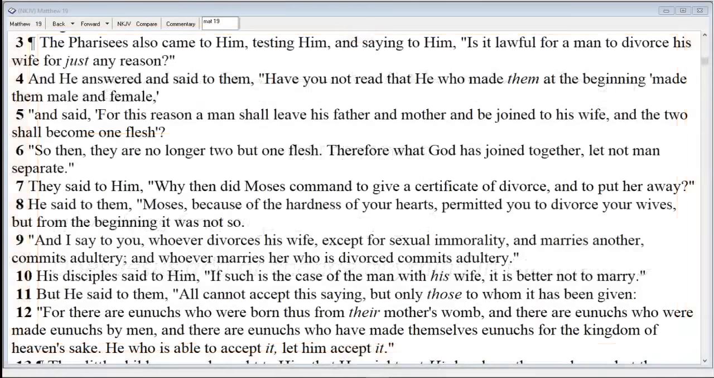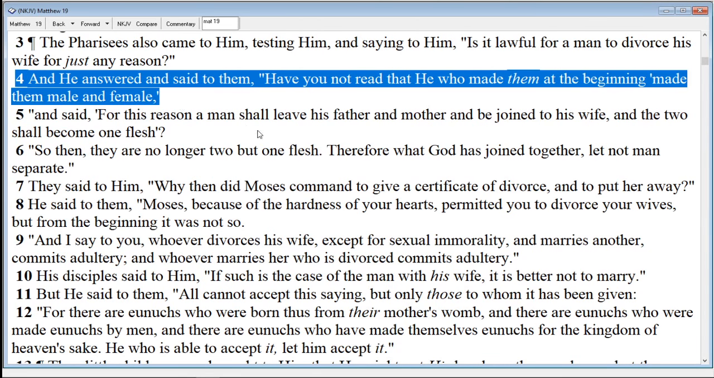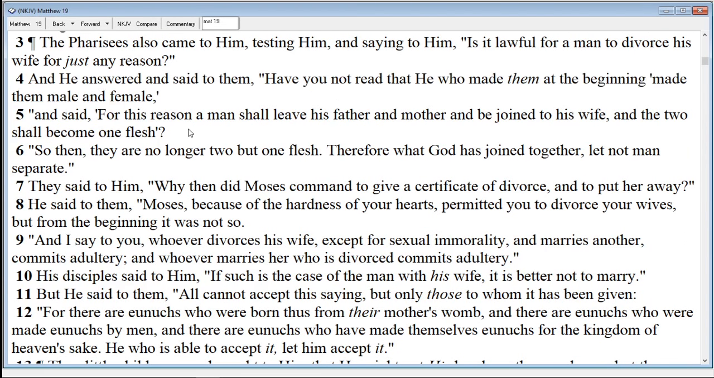In fact, whenever Jesus is talking in Matthew chapter 19 and he's talking about marriage and giving us his rules on marriage, you'll note that Jesus said in verse 4, going back to what Ben said a second ago, he answered and said to them, have you not read that he who made them at the beginning made them male and female, one man, one woman? For this reason, Jesus goes on to say, a man shall leave his father and mother and be joined to his wife, and the two shall become one flesh. So then they're no longer two, but one flesh. Therefore, what God has joined together, let not man separate.